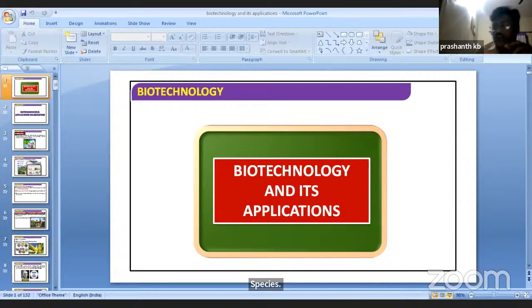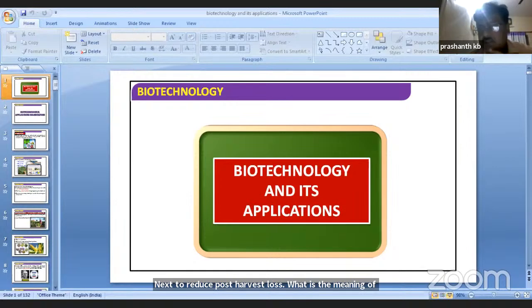To reduce post-harvest loss. What is the meaning of this post-harvest loss? See, I'll give an example. Let us take tomato only. In our time, 45 years back, if you go back, we would pluck the unripened tomato when it is green in color. Lights are not changing. Okay.